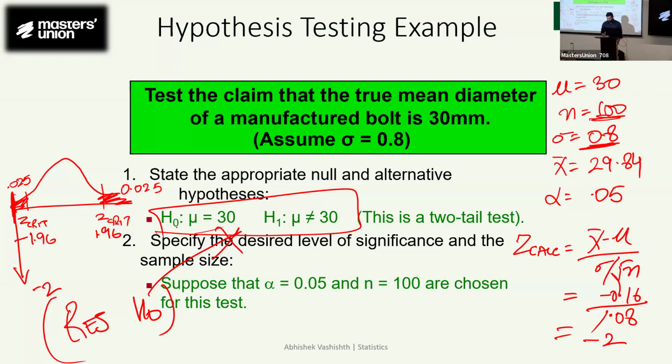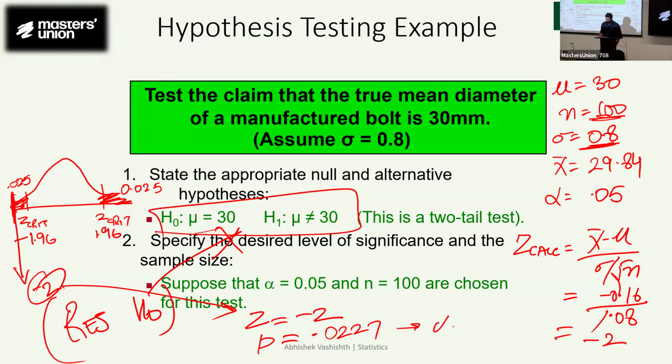The other way of doing it is, once you have found out this minus 2, Z is minus 2. Find out the P value associated with this minus 2. I know for a fact that this is 0.0228. Now, this P is 0.0228, I will compare it with alpha value, what? 0.025. Right?